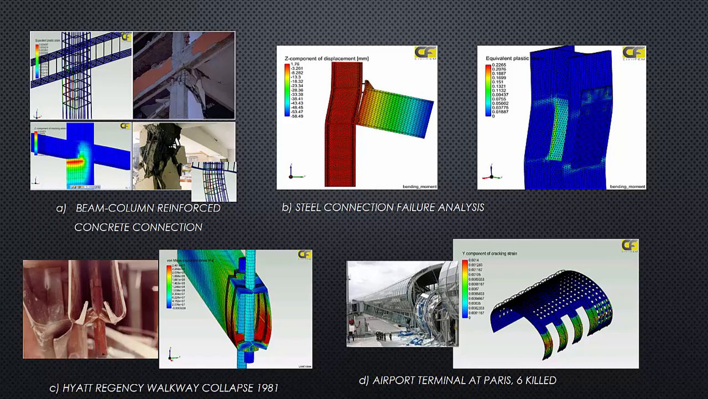There are so many case studies for forensic investigation with CivilFEM. You can see here we have different case studies for forensic engineering. First, in the case with the letter A, we have a beam-column reinforced concrete connection. This case was made to check the failure pattern in this reinforced concrete joint under cyclic seismic load. These results were consistent with the real damage in the picture here.